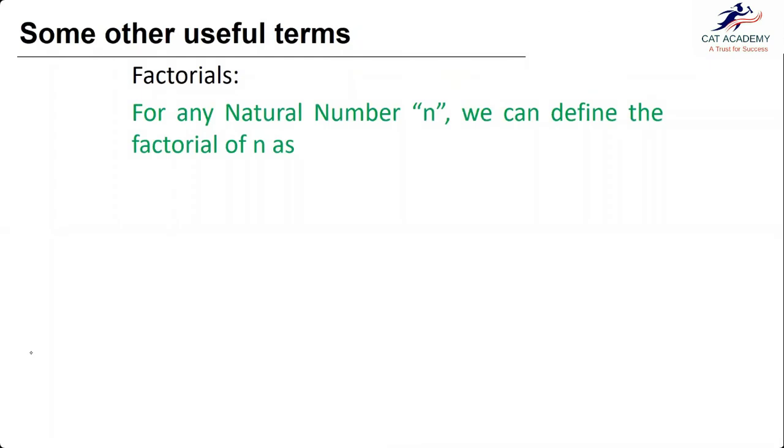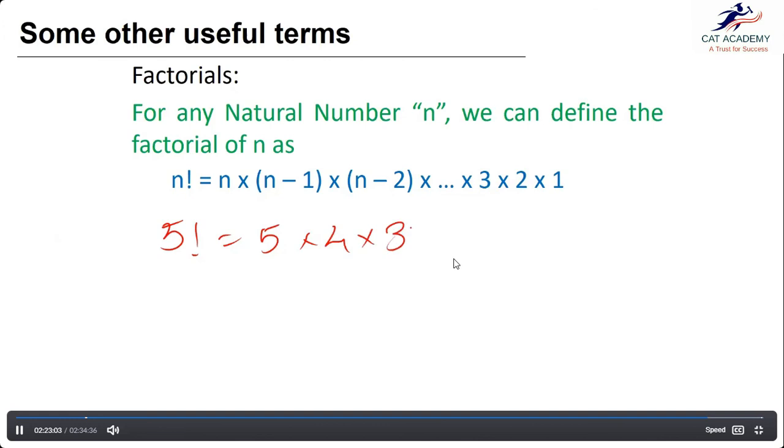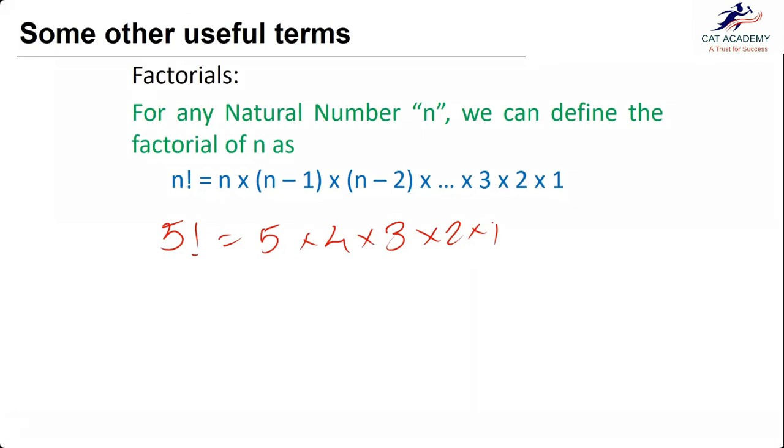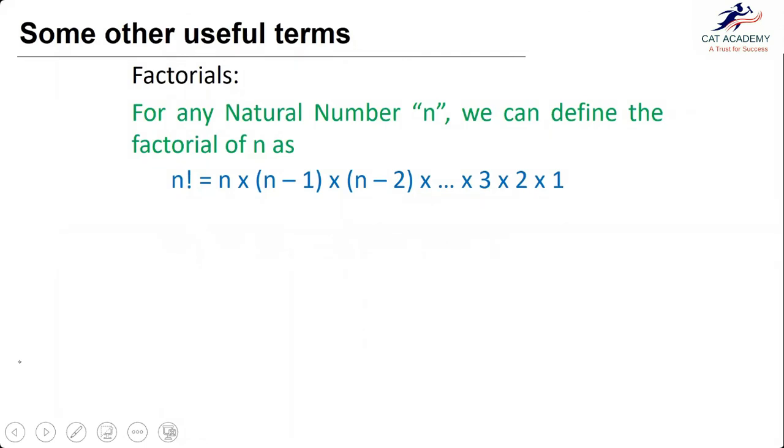Okay. Some other useful terms: factorials. For any natural number n, we can define factorial of n as n factorial is equal to n into n minus 1 into n minus 2 into dot dot dot up to 3, 2, 1. Example, 5 factorial is equal to 5, 4, 3, 2, 1. Right? Similarly, 10 factorial will be 10, 9, 8, 7, 6, 5, 4, 3, 2, 1. Multiplication of all. So factorial basically means multiplication of all the numbers from 1 till that number.